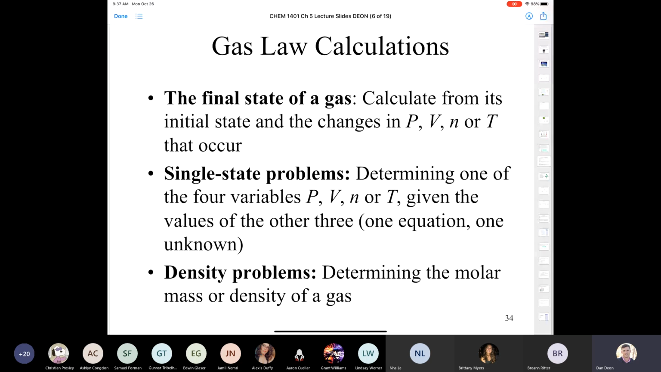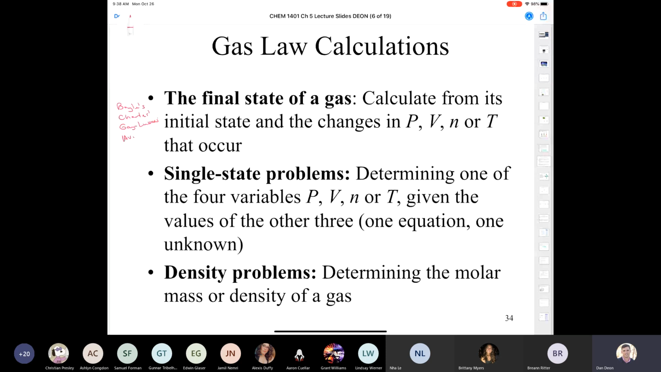When we solve those kinds of problems, what we're talking about are things like Boyle's law, Charles' law, Gay-Lussac's law, the combined gas law, and Avogadro's law.